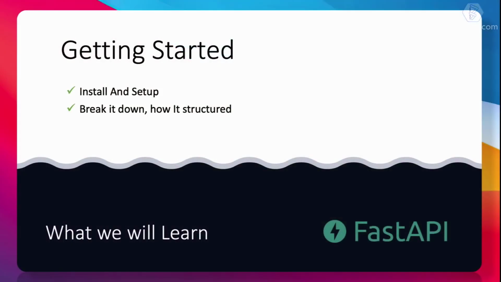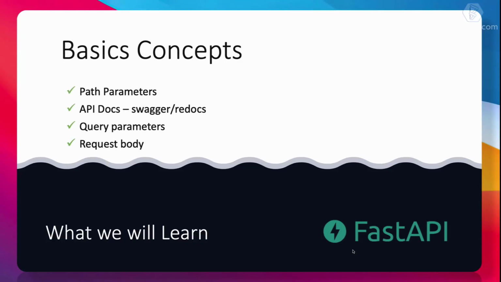So what are we going to learn in this course? We are going to get started with FastAPI. That means how we can install and set things up, and how we can understand the basic structure of FastAPI. Then we will land upon some basic concepts like path parameters and API docs for Swagger and Redoc, how you get the query parameter, and how you perform request queries.